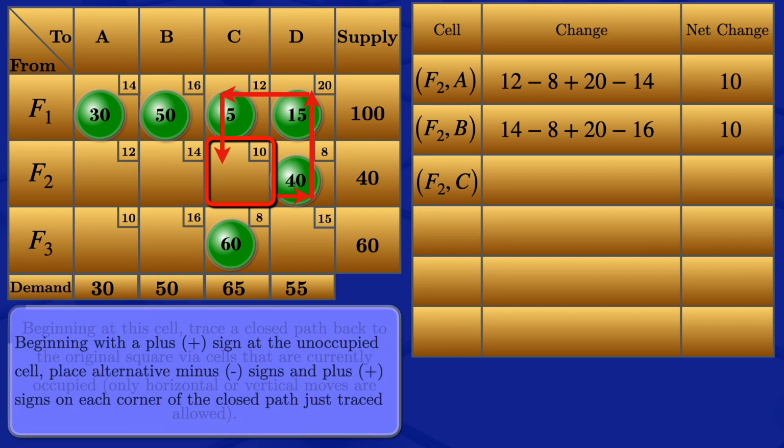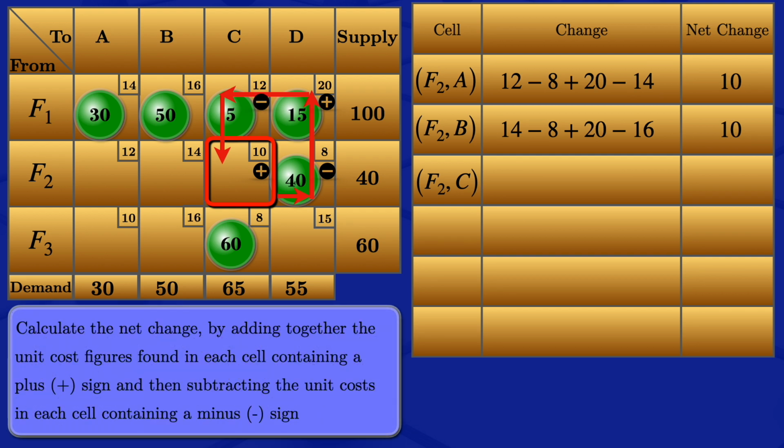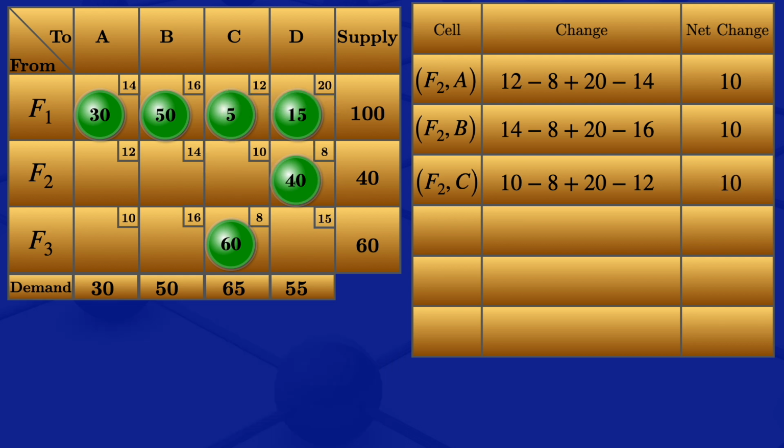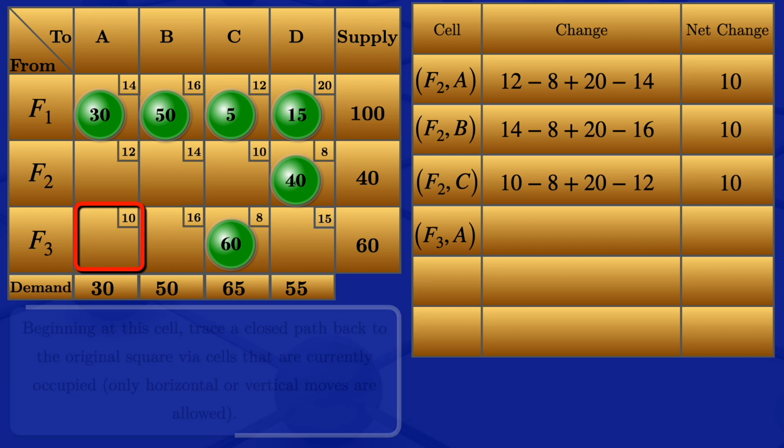Place a positive sign in the original cell, negative sign in this one, positive, and negative. The next step is to calculate the net change. In this case, it's 10 minus 8 plus 20 minus 12. This will give us a net change of 10. We move on to the next unoccupied cell, which is F3A. F3A is this one. Trace our closed path back to the original cell.